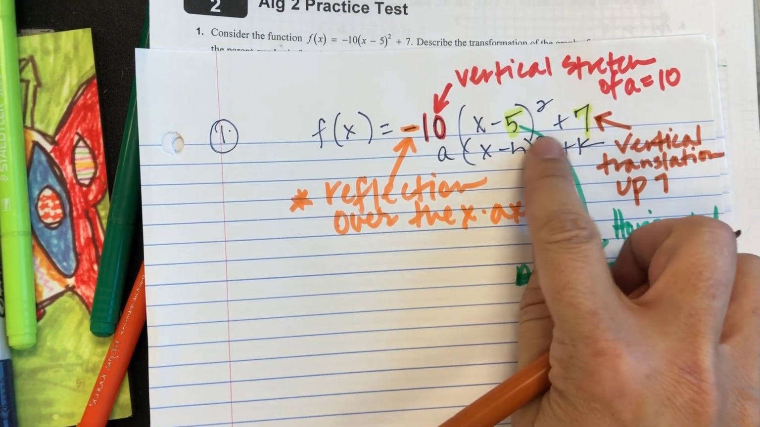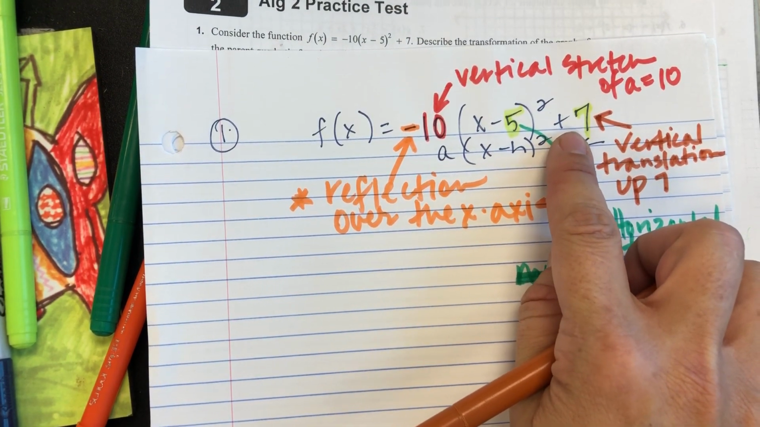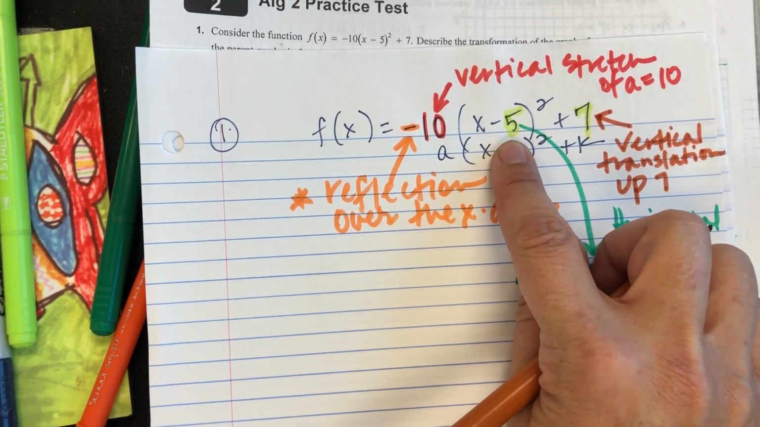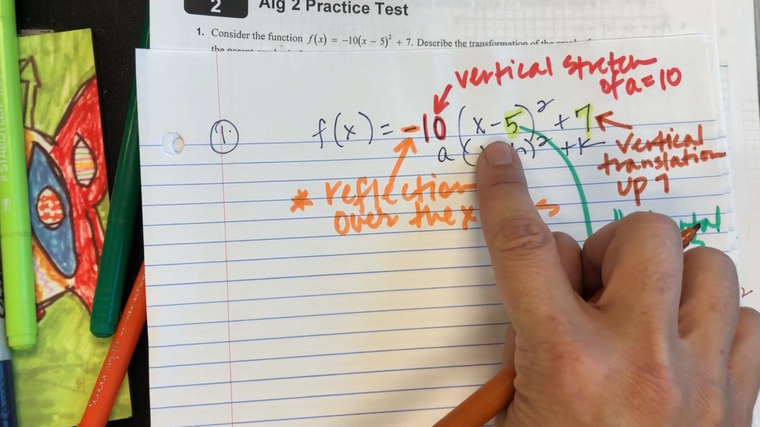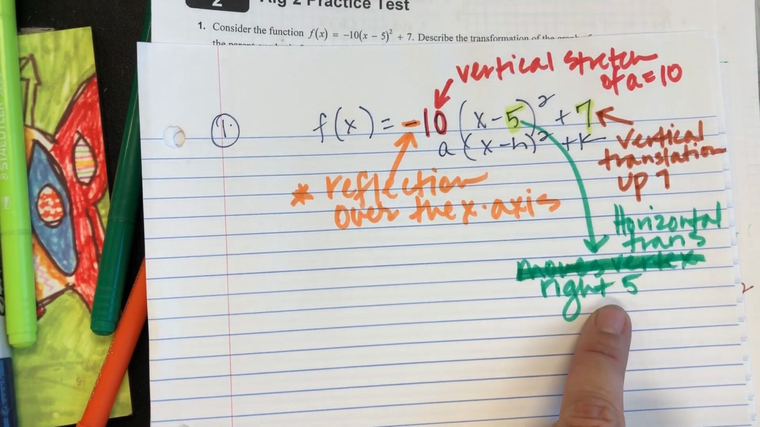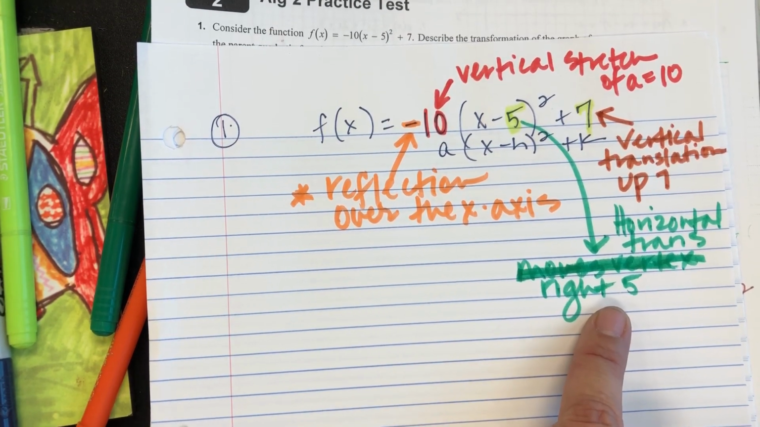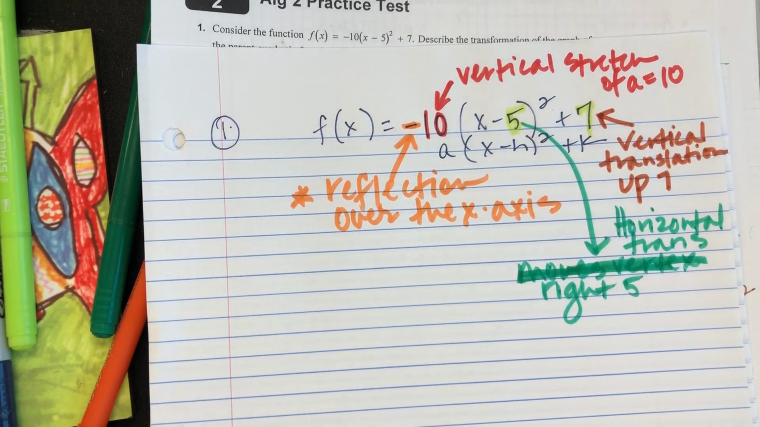Now remember, what's happening on the outside, if it's positive, it goes up. If it's negative, it goes down. But it's when we pull stuff out of the inside that it does the opposite. When it says x minus 5, it moves to the right. If it said x plus 5, it would move to the left. So, identifying all the parts.